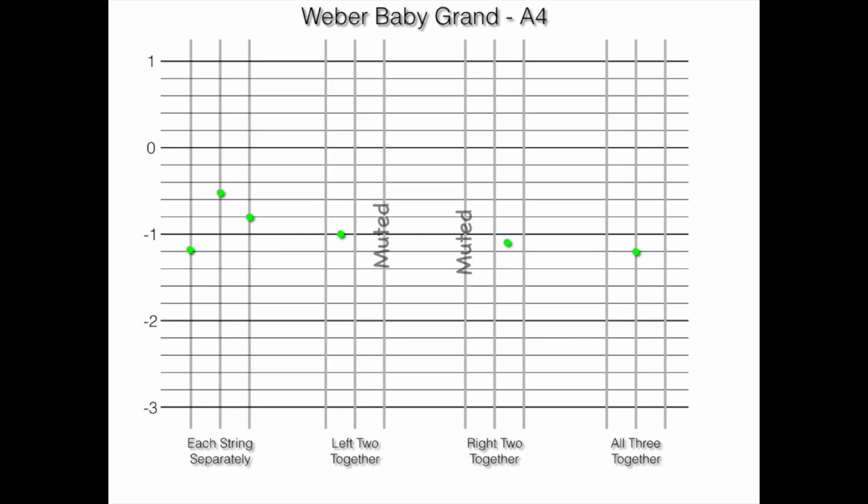So here, this Weber Baby Grand on A4, we see that the left string is about minus 1.2 cents. The middle string is about minus 0.5 cents. And the right string is about minus 0.8 cents. And then when I muted the right string and measured the frequency, it came out to about minus 1. That seems to be reasonable. Then when I muted the left string, the frequency of those two together registered about minus 1.1. That's reasonable. And then when I took the mutes out altogether, the frequency registered minus 1.2. That's pretty reasonable, within a reasonable amount of error.